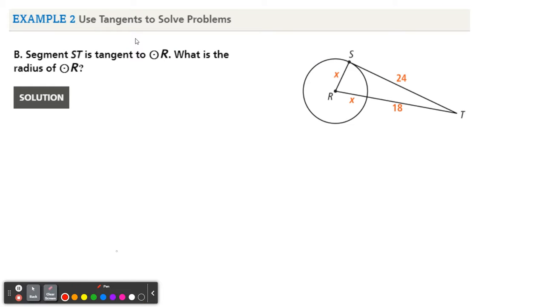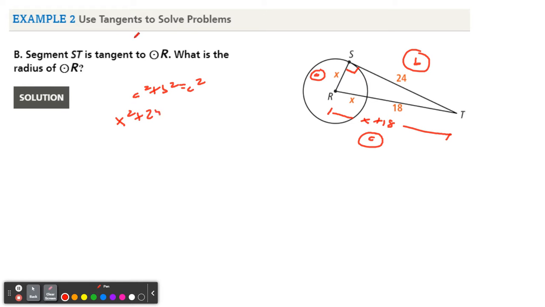Next question. All right, part B. Now it's saying that segment ST is tangent. What is the radius of R? So we're looking for what X is, right? If ST is tangent, that means that angle S is a right angle. And we can now use the Pythagorean Theorem again to find X. This time, this length, X plus 18, is my hypotenuse, C. And I'll let X be a and ST be b. So again, a squared plus b squared equals c squared. I'm going to do X squared plus 24 squared equals X plus 18 squared.